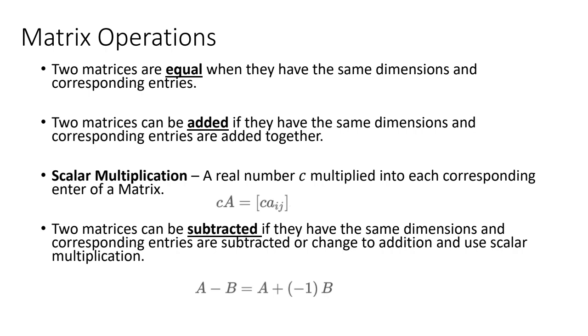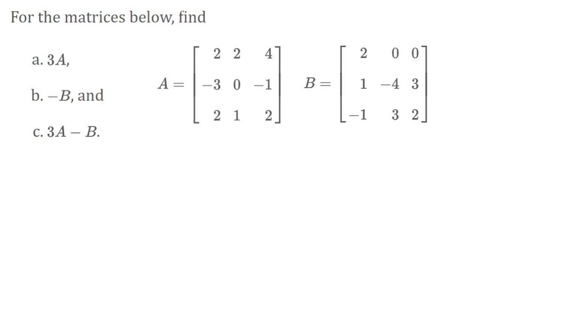They have to have the same number of rows with the same number of columns. All right, so let's go ahead and practice this. Let's say that we have these two matrices and we gave them names. We use capital letters to give the names of the matrices. So here, matrix A is equal to this matrix.